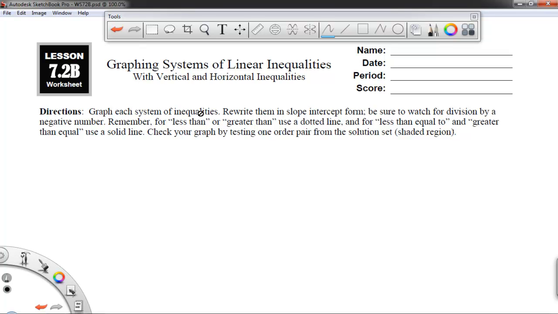It says graph each system of inequalities. Rewrite them in slope-intercept form. Be sure to watch for division by a negative number. Remember, if we divide an inequality by a negative number, the direction of the inequality symbol changes. Remember, for less than or greater than, we have to use a dotted line. That means that the points along the line for the equation are not included in the solution. And for less than or equal to, and greater than or equal to, use a solid line.